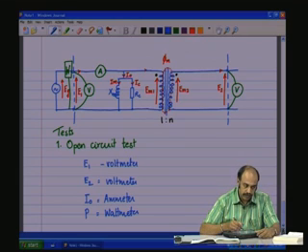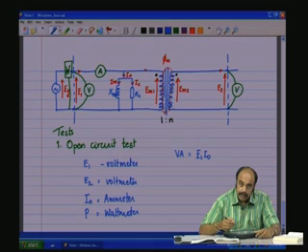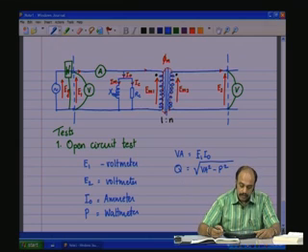So, once you have this, the VA is given by E1 into I naught. E1 into I naught is the VA which is drawn from the source, and the reactive power VAR is given by root of VA square minus P square, where P is the active power measured in the wattmeter.